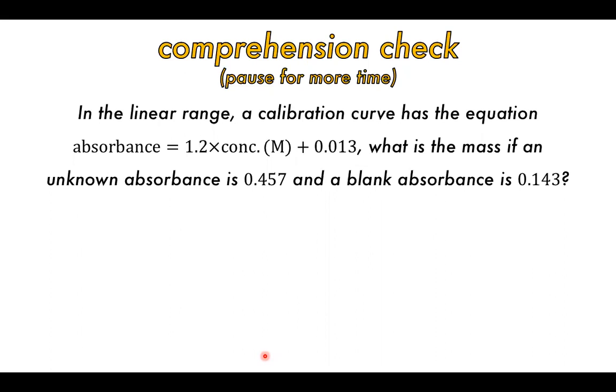So I'll read out the question as always, and then give you some time to work through it. Make sure to pause if you need more time. And so the question is, in the linear range, a calibration curve has the equation absorbance is equal to 1.2 times the concentration in moles per liter plus 0.013. And we're asked, what is the concentration if an unknown substance absorbance is 0.457 and a blank absorbance is 0.143? Okay, pause for more time if you need it.